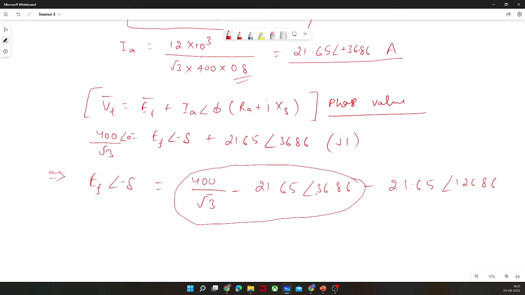So after solving, since these are both in complex form, if you break it down there would be two components, one real and one imaginary. So this is just a complex number problem. So you will get 231, 0.